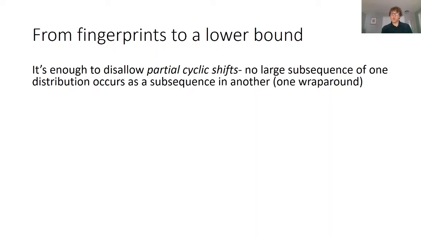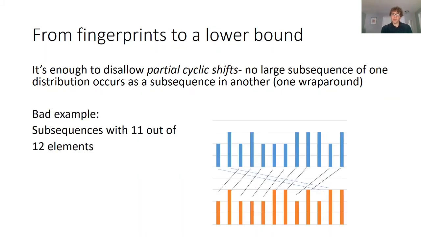We also want to insist that no large subsequence of one distribution occurs as a subsequence in another, possibly with one wraparound. We're not going to wrap around more than once, but this will handle the case that when we stitch these blocks together, we aren't going to see the same sort of mapping repeated from one to the other. So if we look at these 2 things here as a bad example, if we look at the orange distribution, the first 7 elements appear as elements 3 through 9 in the blue distribution. And elements 8 and 9 of the orange distribution are then the 11th and 12th elements in the blue distribution, so skipping one in the blue.